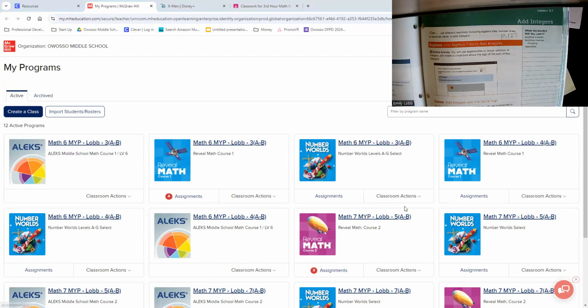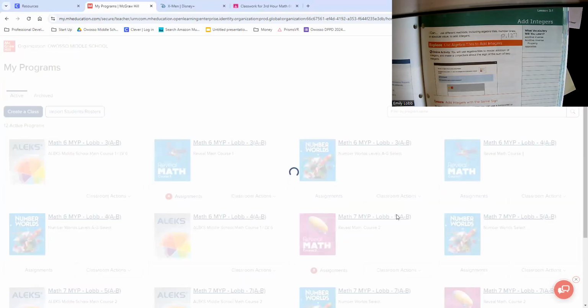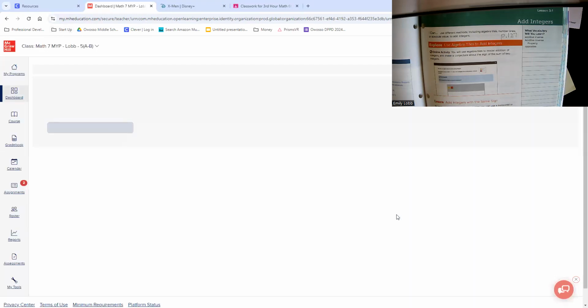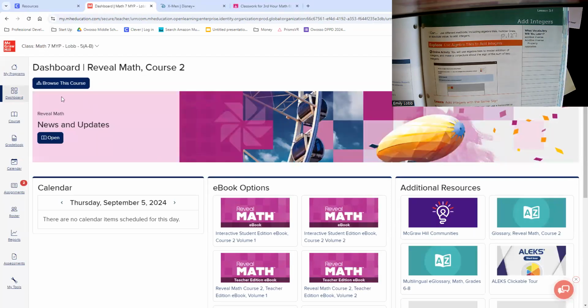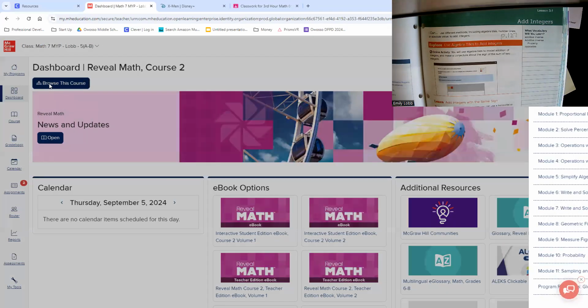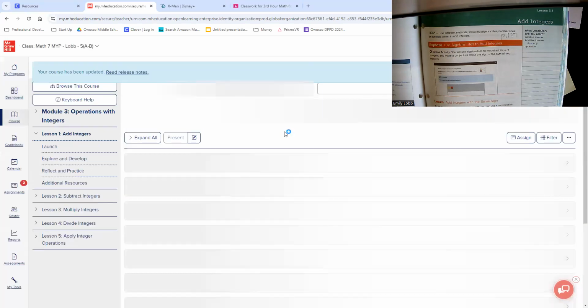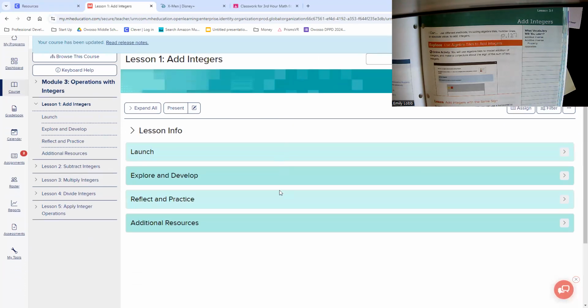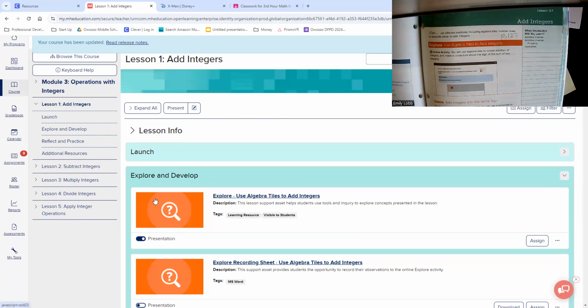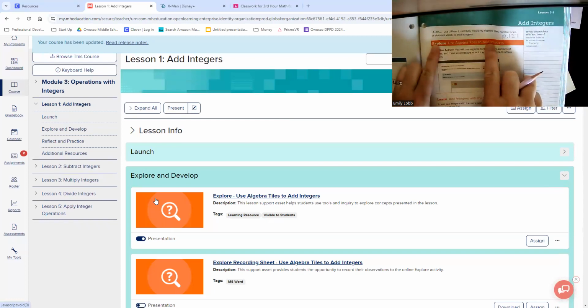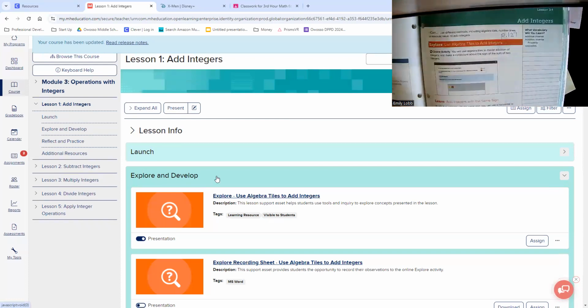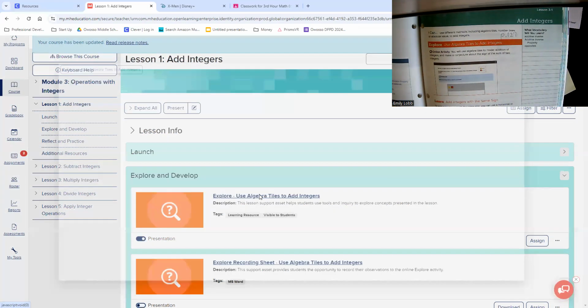So just like I would get into Alex, I'm going to go into Clever and then McGraw-Hill and find that purple math book. If I'm looking for what we're doing here, I can browse this course, choose module 3, and then choose this lesson here. Now notice I have all of these things. Under the Explore, I can find these where they're orange. So I had to pull that down and then click here. So here is what algebra tiles look like.